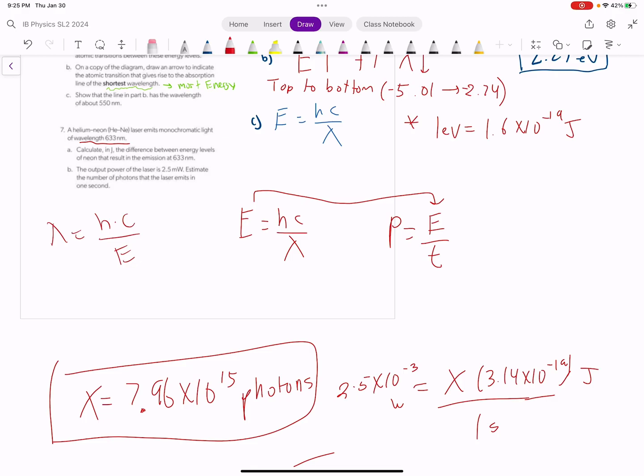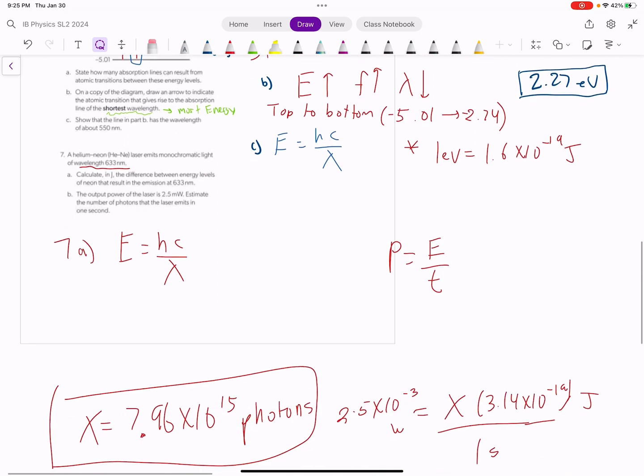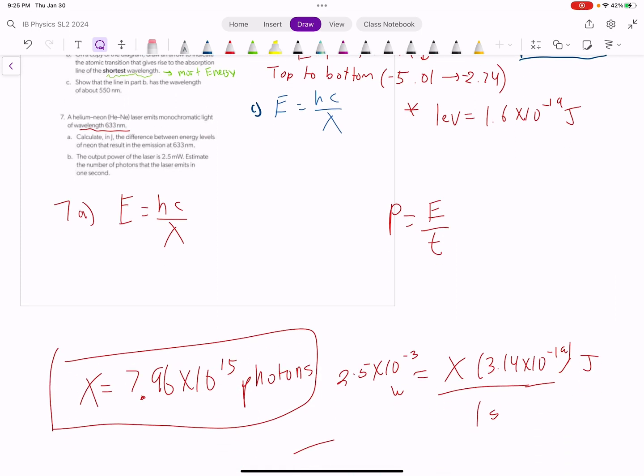Hold on a second. Oh, no, we're solving for energy. I'm sorry. Okay, so it doesn't really matter which one we use here. 7a. Okay, so we just use that equation. We solve for the energy. I've done this equation several times. The energy is 3.14 times 10 to the negative 19 joules.